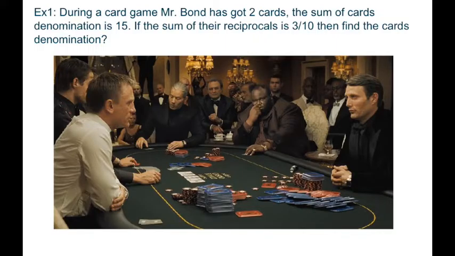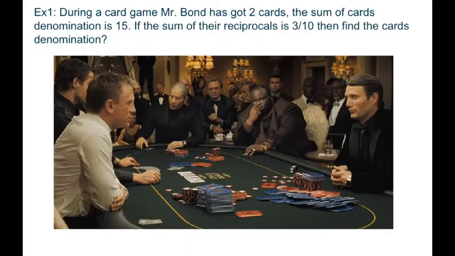Let's go through some more problems on quadratic equations so that you guys have a clear understanding about the chapter. So example 1 is, let me read the question. During a card game, Mr. Bond has got 2 cards. The sum of the cards' denomination is 15. If the sum of their reciprocals is 3 by 10, then find the cards' denomination.